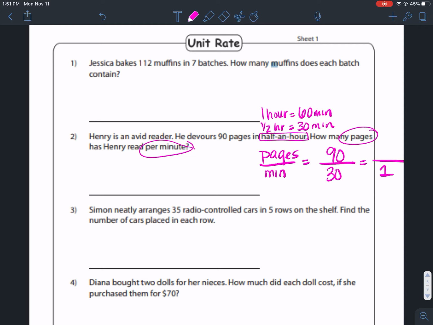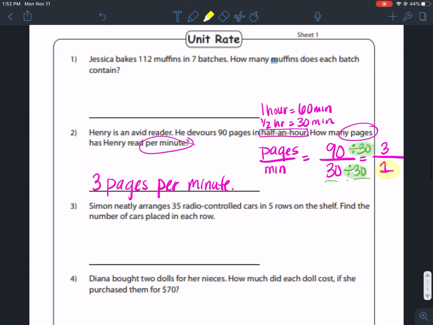Okay, this right here is key. This 30 and this 1. If you can see where that 1 goes by reading the problem, the rest is just division, which is something you already know how to do. Okay, you don't like to do it, I know that, but you still know how to do it.